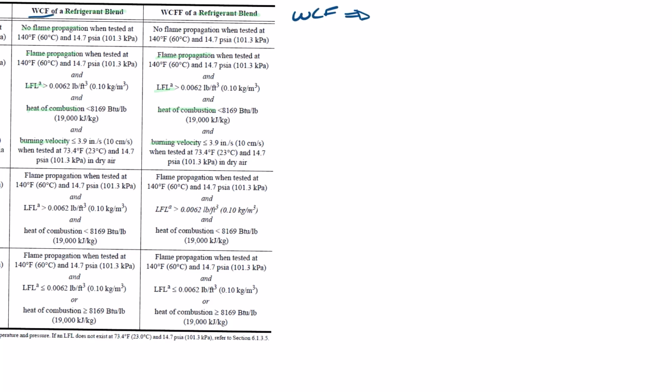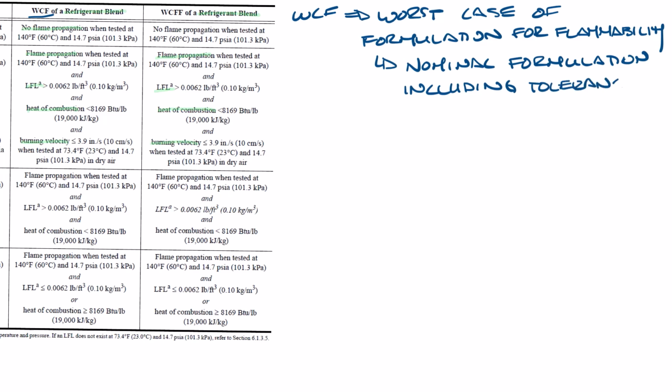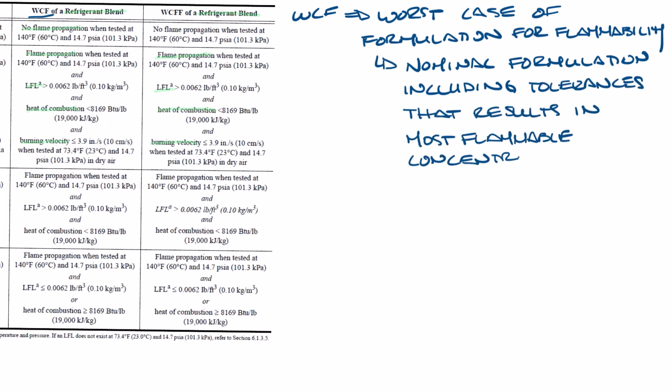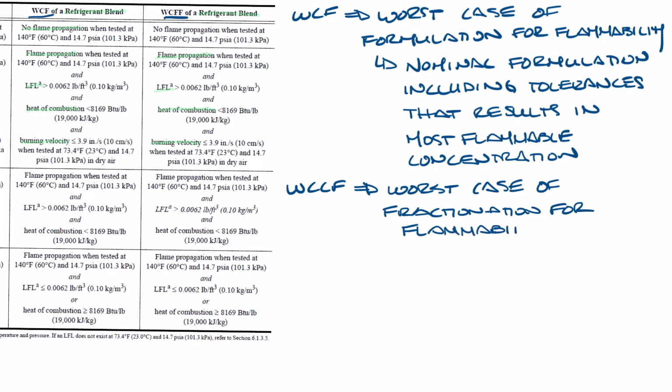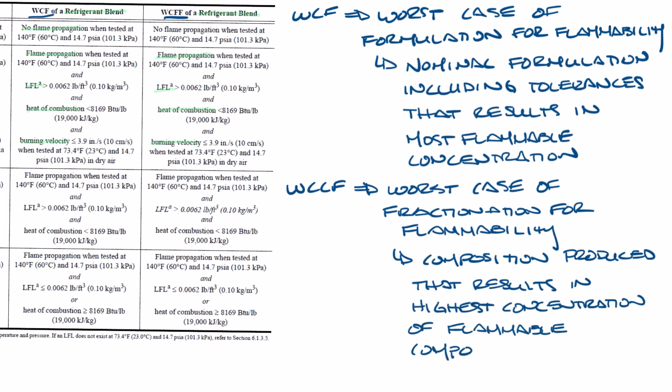For the blends, the second column is for the worst case of formulation for flammability, WCF, which is the nominal formulation including the composition tolerances that result in the most flammable concentration of the components. And the third column is for the worst case of fractionation for flammability, WCFF, which is the composition produced during fractionation that results in the highest concentration of flammable components.